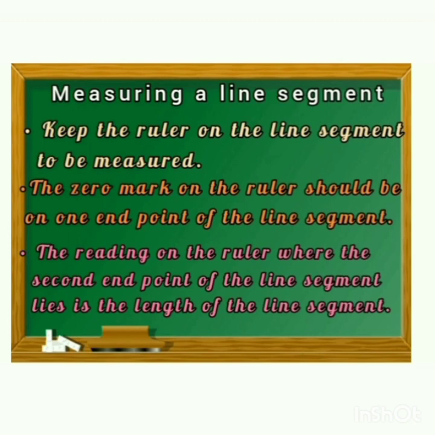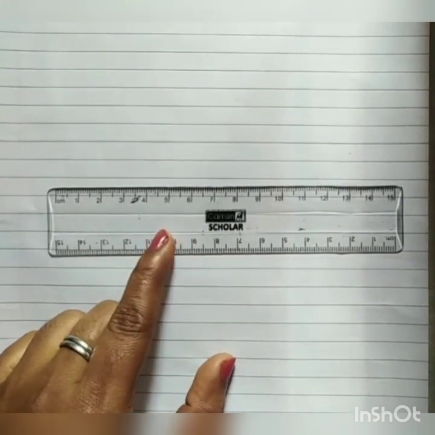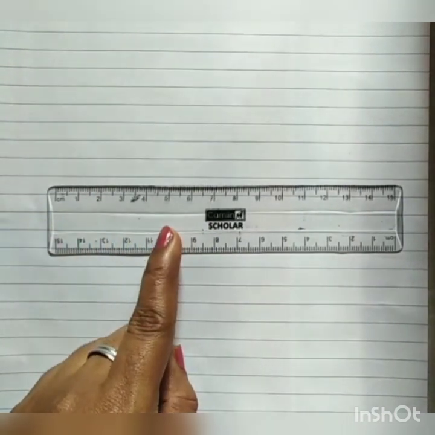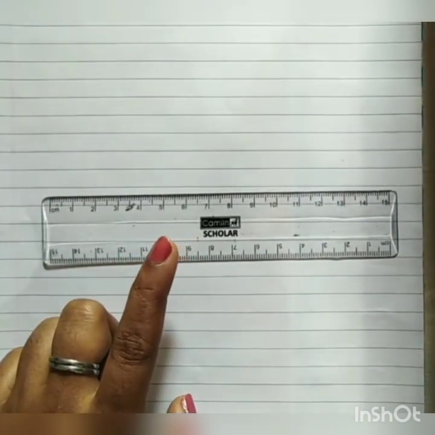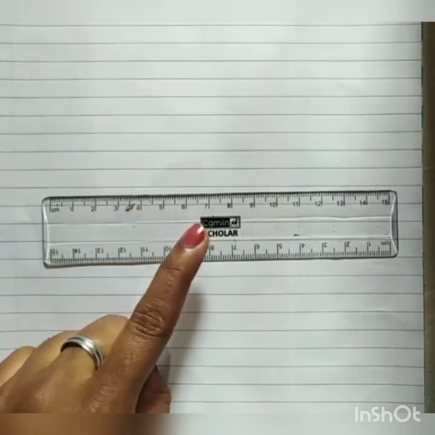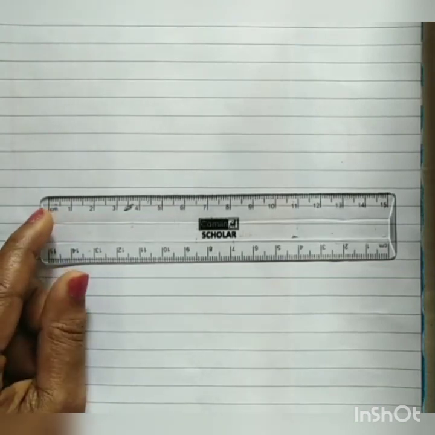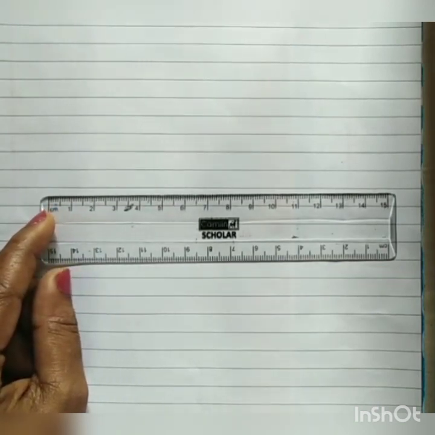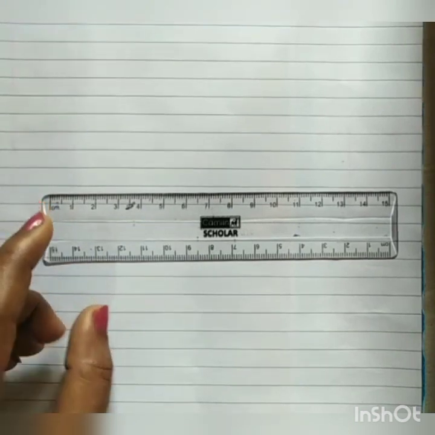Keeping these 3 points in mind, let's learn how to measure a line segment using a ruler. Children, look at this object. This is called a ruler. Children, do you know what is the use of this ruler? We use a ruler to measure the length, isn't it? Using this ruler, we can measure the length of a line segment. Children, can you see a centimeter marked here? The ruler is marked in centimeters. Can you see it here? cm. cm means centimeters.